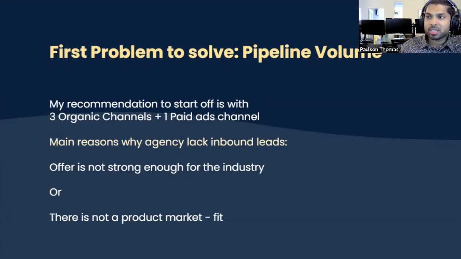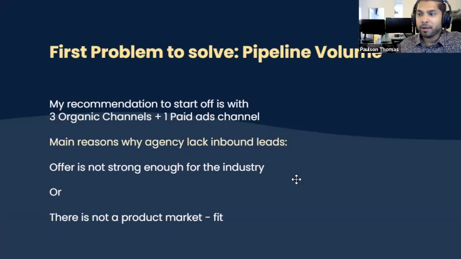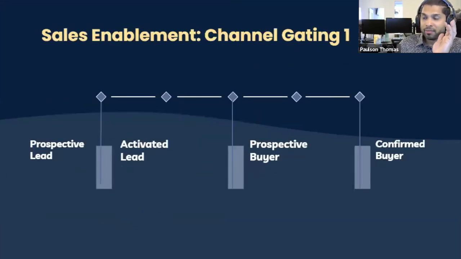If you have 3 organic channels, that's enough work for one appointment setter and one closer, okay? Now, remember that you're not going to solve the pipeline problem overnight. It's a challenge because you have to remember prospective leads that become activated leads, prospective buyers versus confirmed buyers. If you're measuring your pipeline, do not make the mistake of measuring off of prospective leads and prospective buyers. You measure off of activated leads and confirmed buyers that are ready to go.